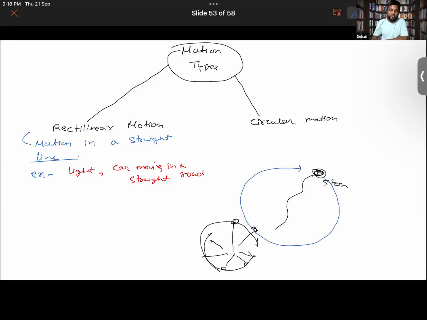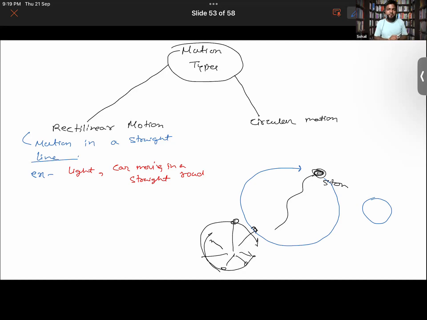Circular motion. Now, do roller coasters come under circular motion? Roller coasters, yeah, they also do circular motion. Like a car in a roundabout, I guess. Anything that moves around in a circular pathway is said to be doing a circular motion.